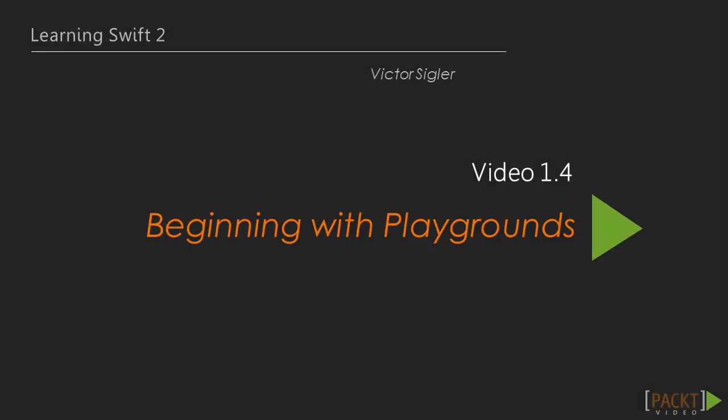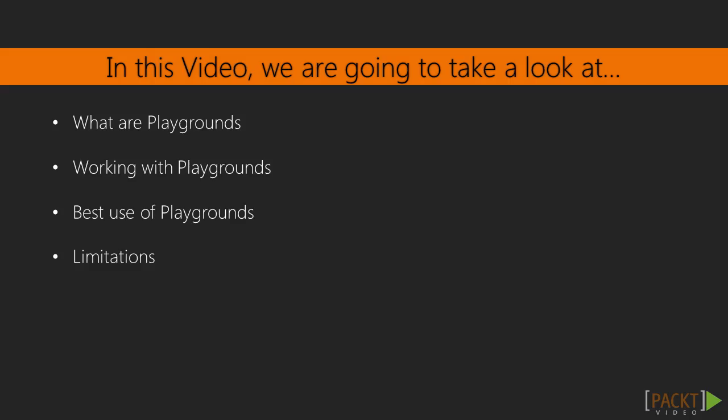In the previous video, we learned how to install and set up the Xcode IDE to start to write iOS and OS X applications using Swift. In WWDC 2014, Apple introduced a really interesting tool to write Swift code in a fast and easy way, and see the result right away without needing to compile or run it. It was called Playgrounds. In this video, we're going to take a look at what Playgrounds are, how to work with them, how best to use them, and some of the limitations of Playgrounds.